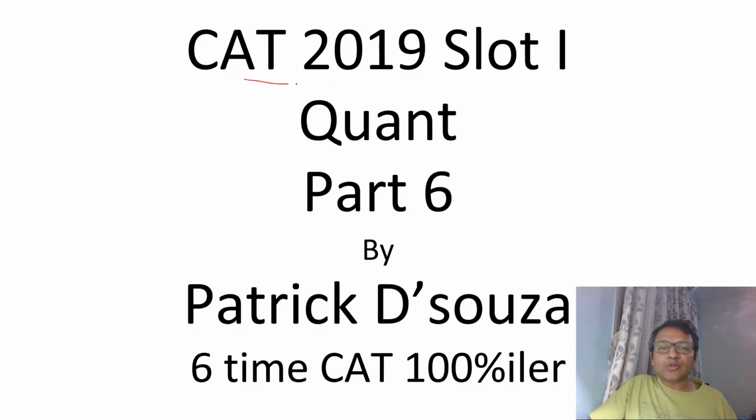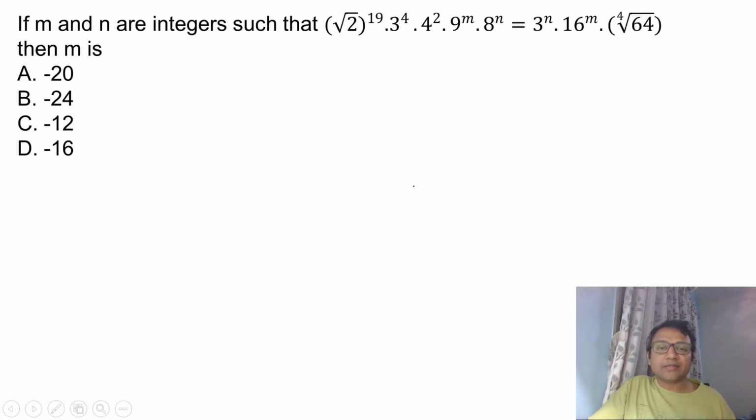So we're looking at CAT 2019 slot 1 paper, Quant. This is part 6 of the series. So let's look at the question.